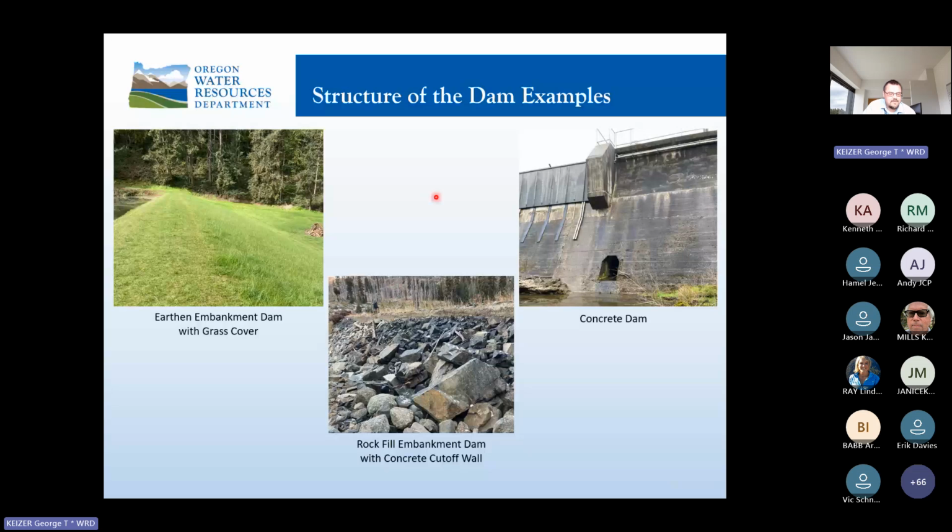So some examples of different structures of a dam. On the left-hand side, we see an earthen embankment dam with a nice low grass cover. In the middle, we see a rock fill embankment dam with a concrete cutoff wall that travels longitudinally through approximately the center of the dam. And on the right-hand side, you can see we're looking at the downstream face of a concrete dam.